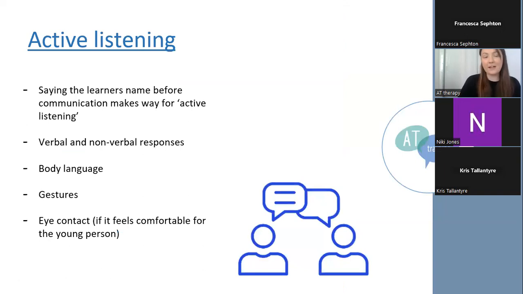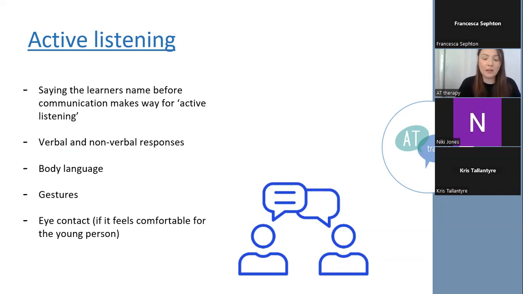So moving on to active listening. For most people, I know for me, when I think about active listening, I automatically go to eye contact. So if a learner is listening, they are giving me eye contact, but that's not always the case. Sometimes eye contact is not comfortable for some of our learners or the young people that we work with. So we need to, as much as we can, look out for other signs of active listening.